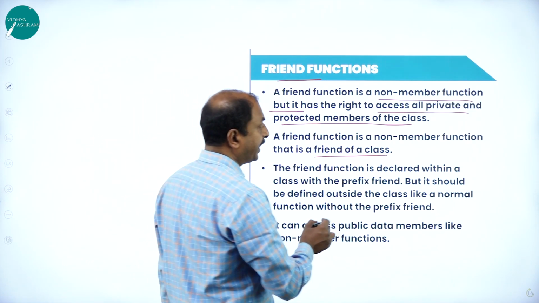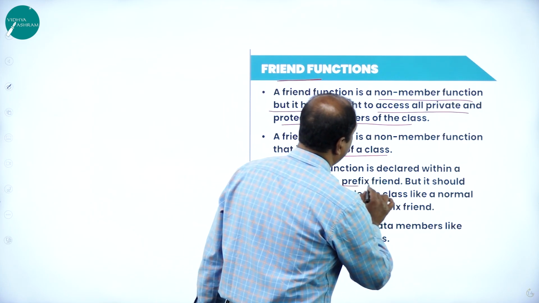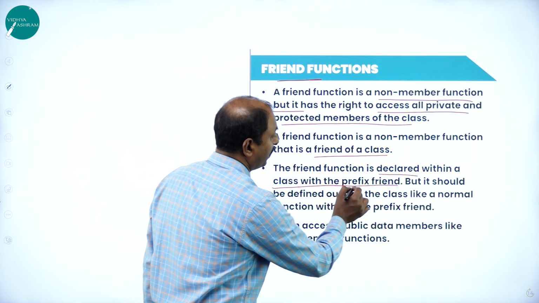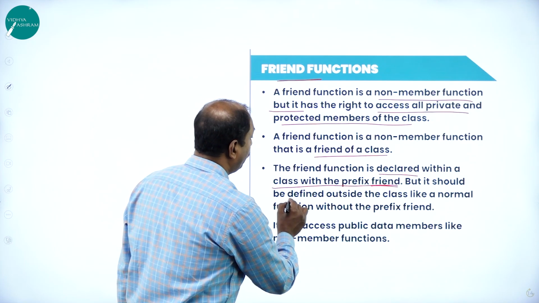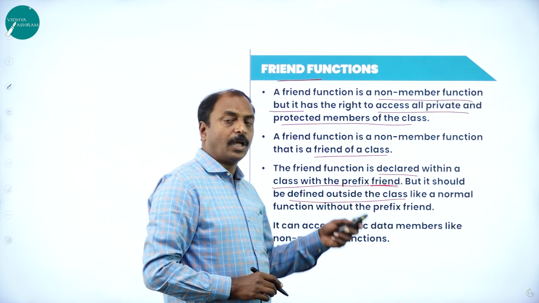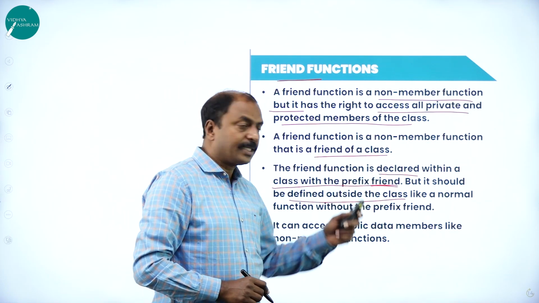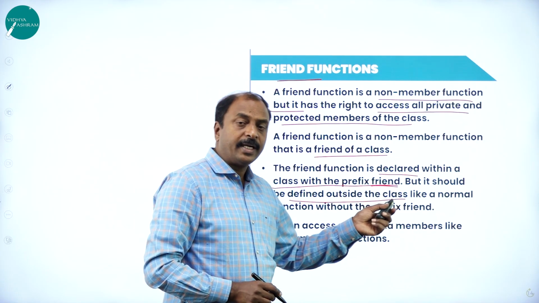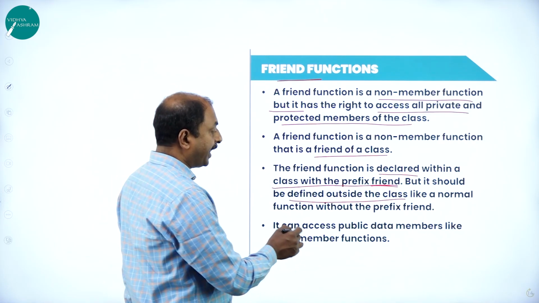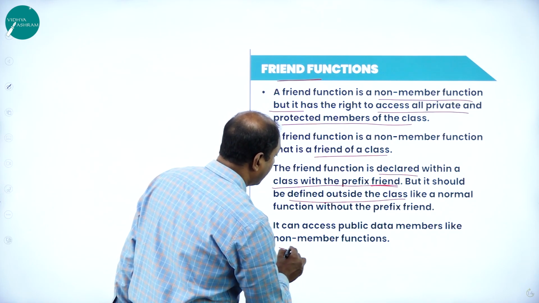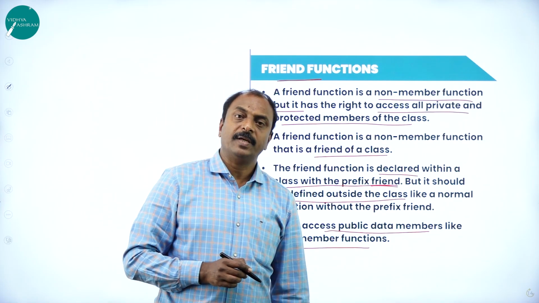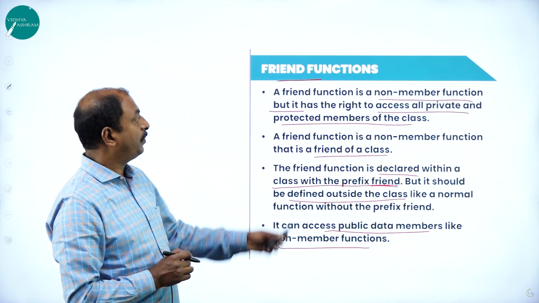And the friend function is declared within the class with the prefix friend. So how do we declare a friend function? It is declared with the reserved word, keyword friend, but it should be defined outside the class, like a normal function. So a friend function is a non-member function, declared inside the class with the reserved word friend, and it has to be defined outside the class like a normal function. It can access public data members like a non-member function. So though it is a non-member function, it accesses the public member functions of a class. So this is about a friend function.